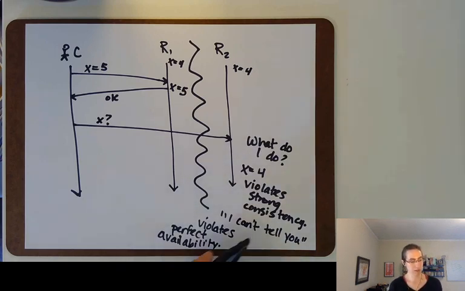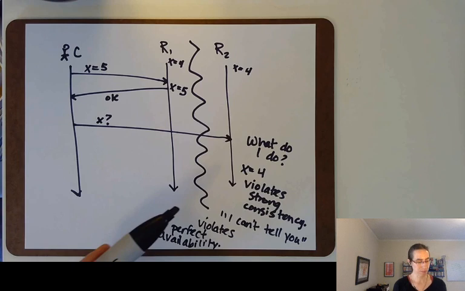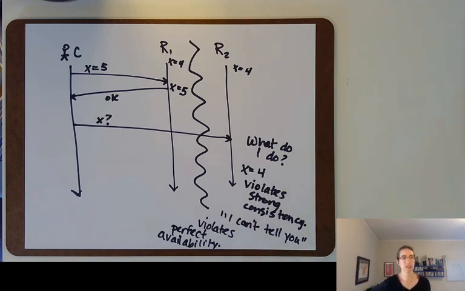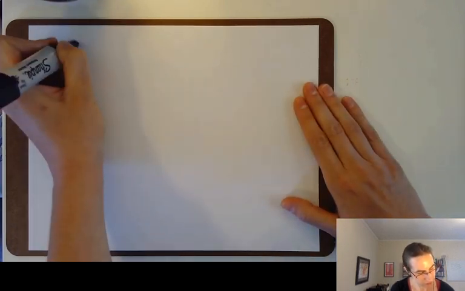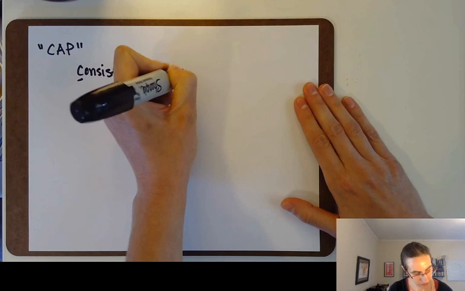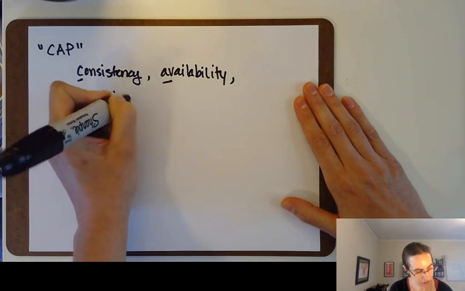And then this other option, if replica 2 says, I can't tell you, or says something like, I'll tell you what I have now, but you shouldn't trust it. I guess that falls more under strong consistency. Yeah. So there's no real good answer here, right? And this is a fundamental limitation of distributed systems. So there's a name for this fundamental limitation, and it's traditionally known as CAP, which stands for consistency, availability, partition tolerance.